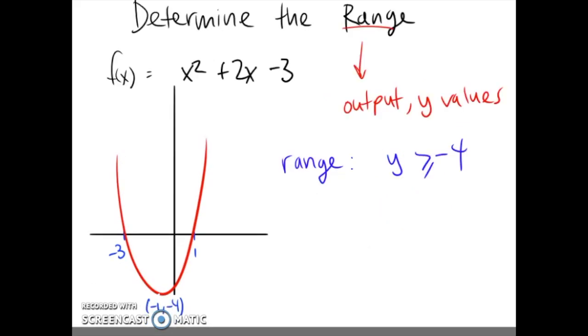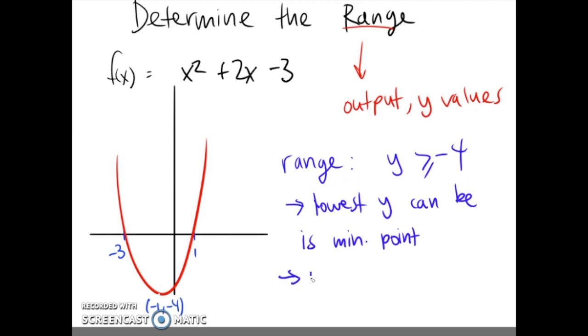Determining the range from this is pretty simple. The range is basically the y values or the output, as said before. So here it would be y is bigger than or equal to minus 4. And this is because the lowest y can go is minus 4, since it's the minimum point. Therefore, it can be equal to that. Or, as you can see from the graph, it can be higher than that. So y can pretty much go infinitely beyond minus 4. And that's why you write the range as y is bigger than or equal to minus 4.